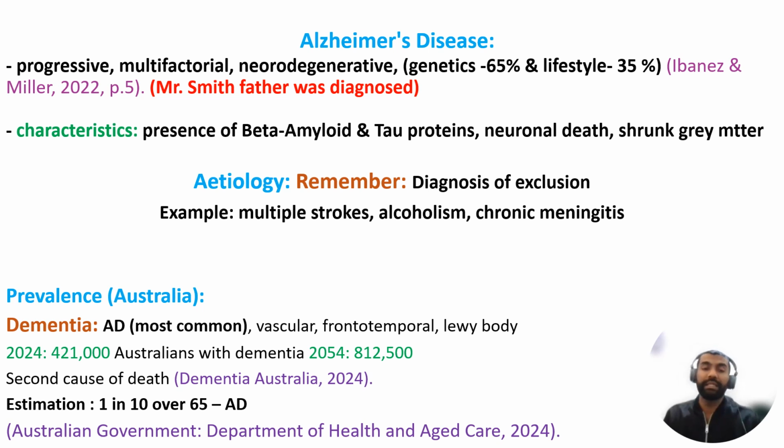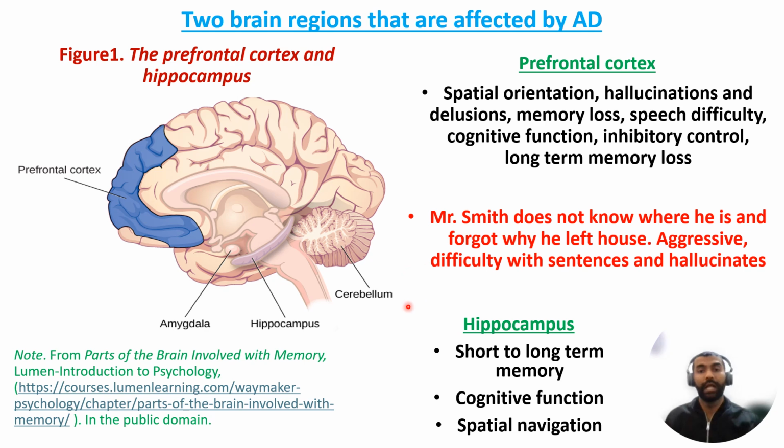In Australia, the number is set to double by 2054, and 1 in 10 over 65 are with Alzheimer's disease as of 2024. So, two brain areas that are affected by Alzheimer's disease. Remember the shrunken gray matter? If that's happening in the prefrontal cortex, which is here, right in front, that can affect your spatial orientation.